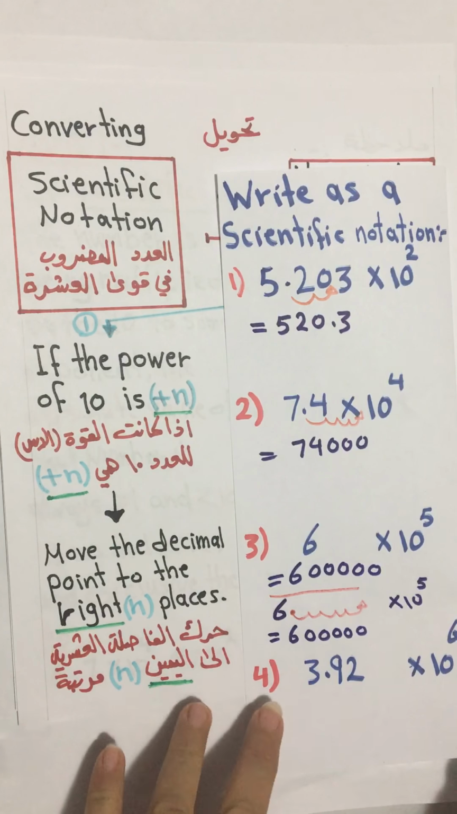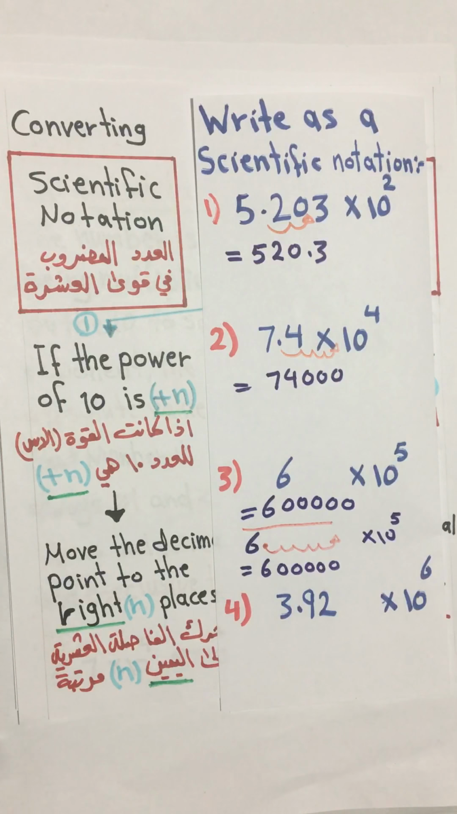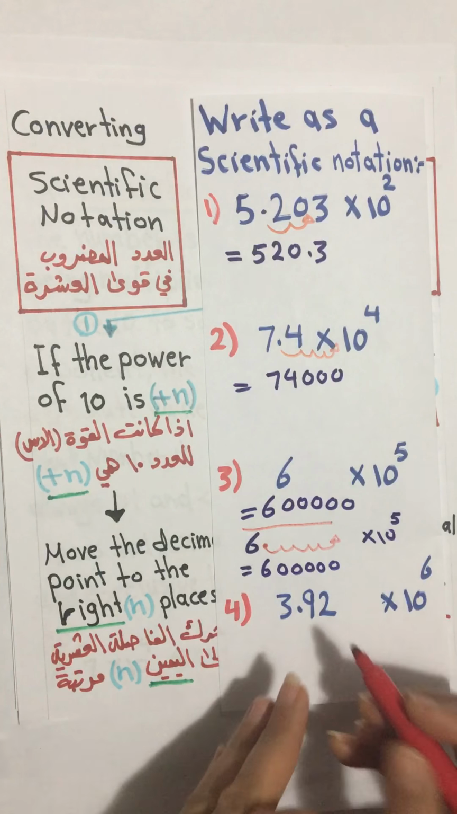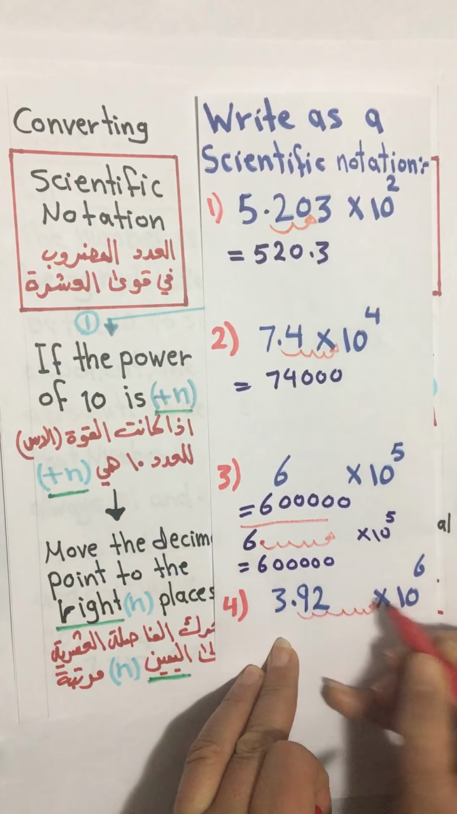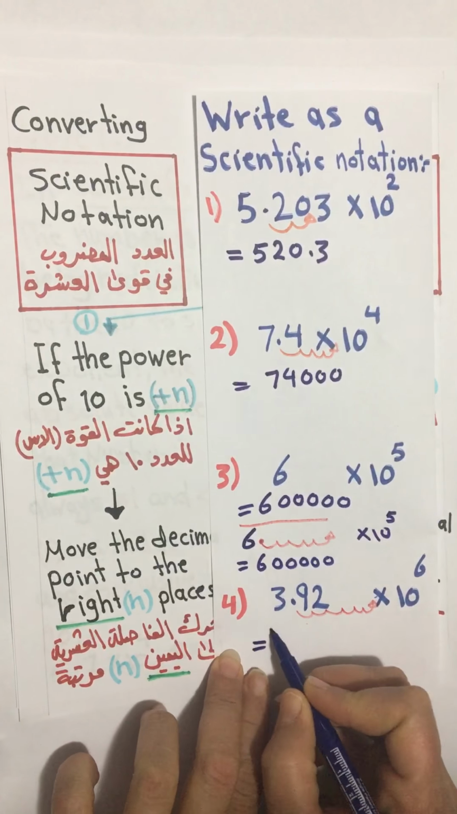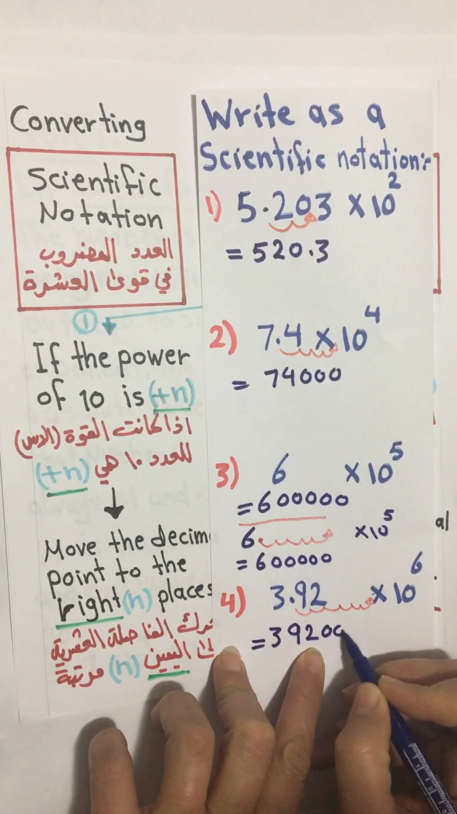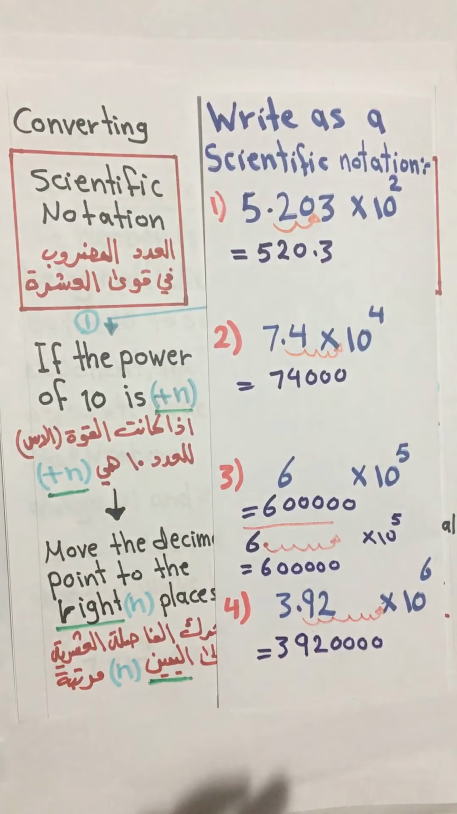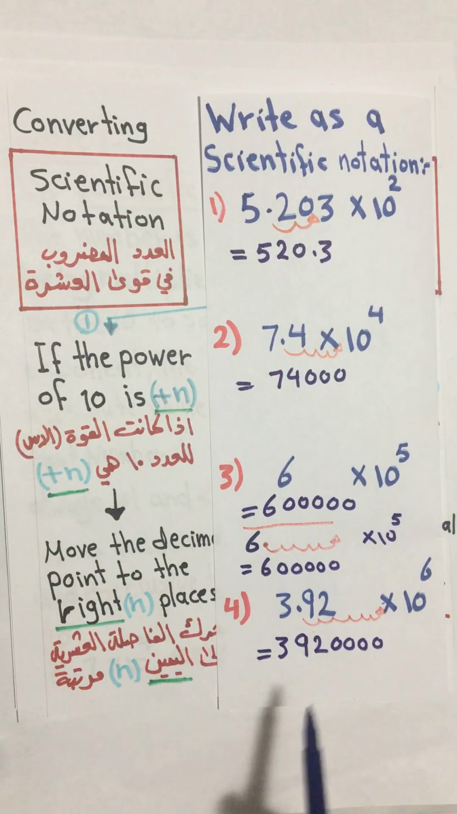3.92 times 10 to the power 6. I'm going to move the decimal point to the right 6 places, 1, 2, 3, 4, 5, 6. It equals 3, 9, 2, then 1, 2, 3, 4 zeros. So this is 3,920,000. This is the answer.